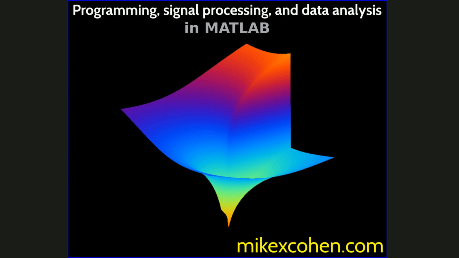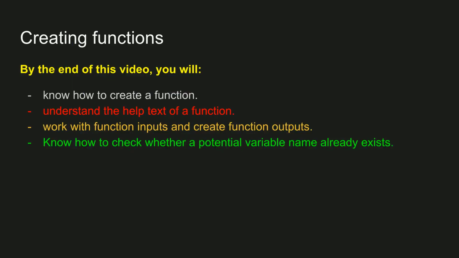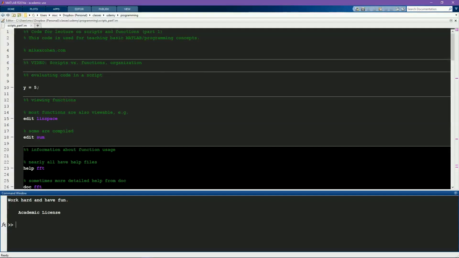So the goals of this video are to learn how to create a function, understand how the help text of a function works, you'll be able to work with inputs and create function outputs, and I'll show you how to check whether a potential variable name already exists. So let's get started.